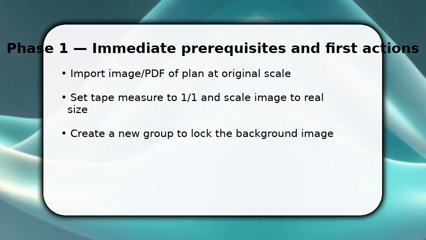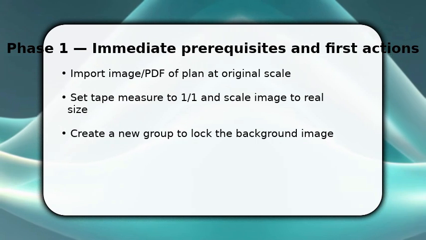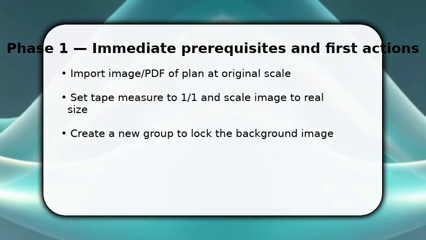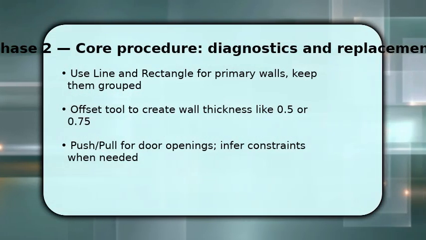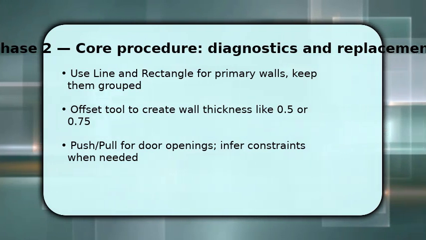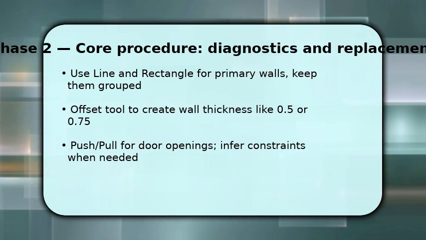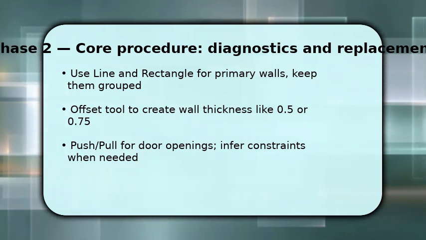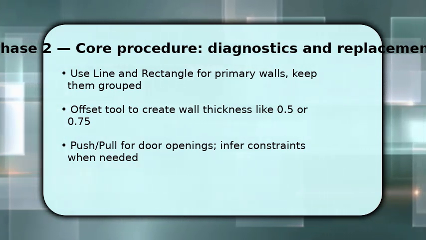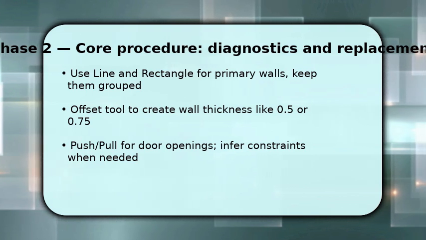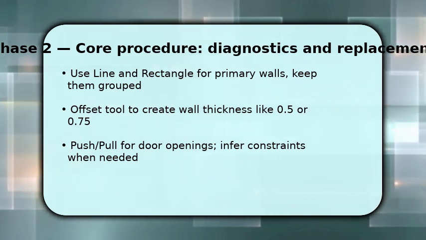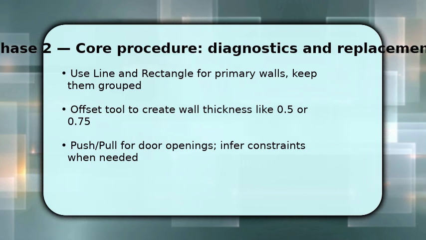You now trace major walls using the line or rectangle tools, snapping to the scaled image. This gives you precise outlines. Once traced, apply offset to create realistic wall thickness. Try 0.5 or 0.75 depending on the plan, and use push/pull to extrude walls to height. When you reach doors or windows, push through and delete faces, then model openings and sills.